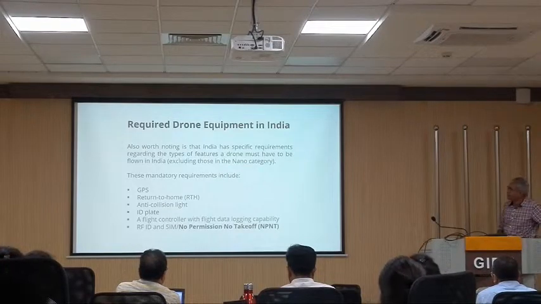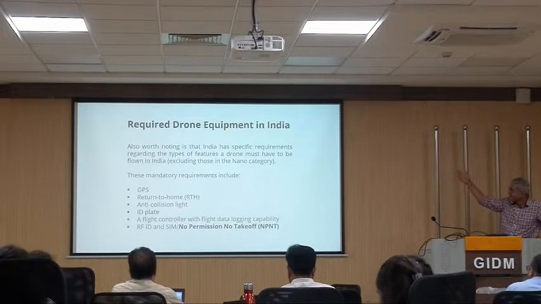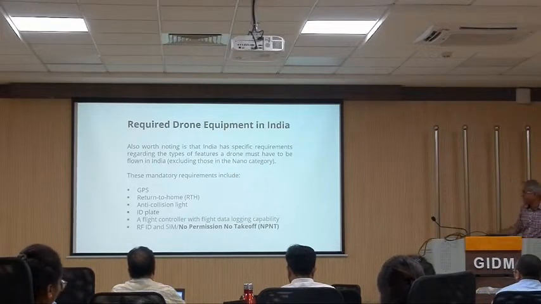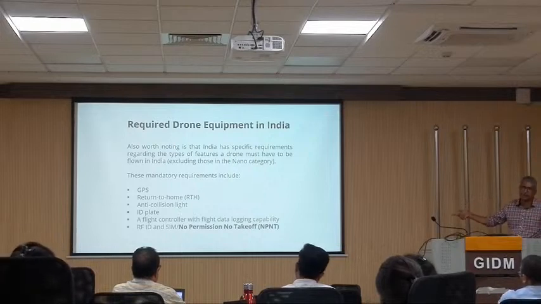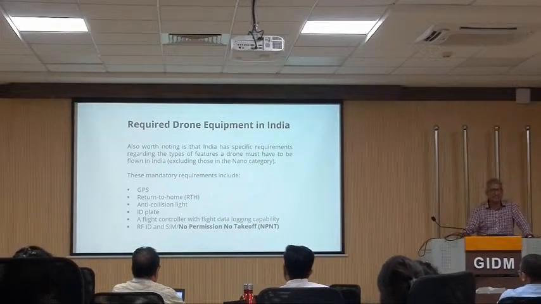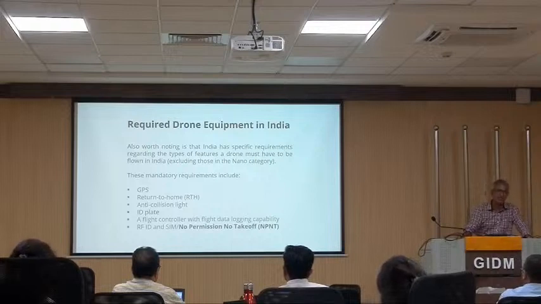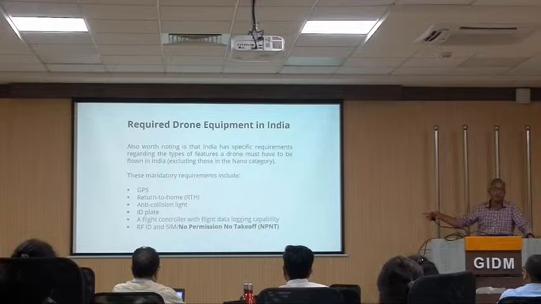Requirement of drone में usually क्या होना चाहिए? GPS, return to home, anti-collision, ID plate, that is UIN number, flight controller, RFID, right. No permission, no takeoff, that's anti compliant drone. तो ये इंडियन पॉलिसीज में ये सारी चीजें मैंडेटरी है कि इफ यू हैव अ ड्रोन, इफ यू आर अ ड्रोन मैन्युफैक्चरर, you need to comply with all these rules.